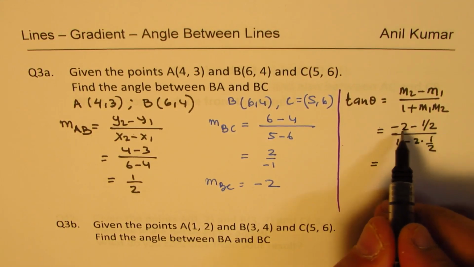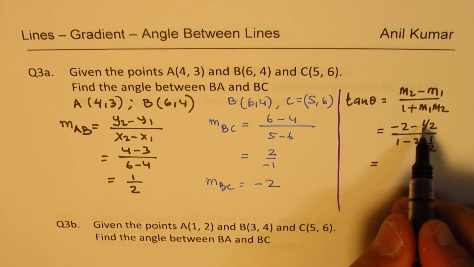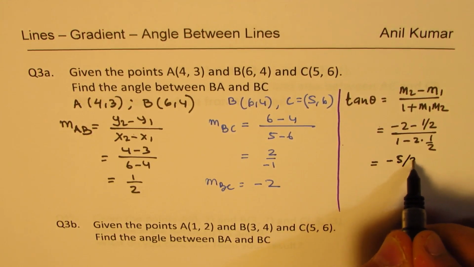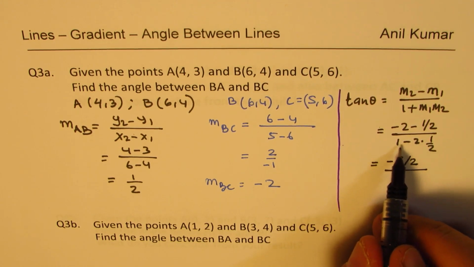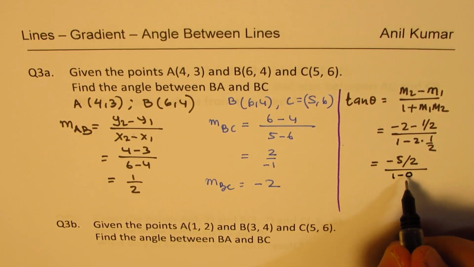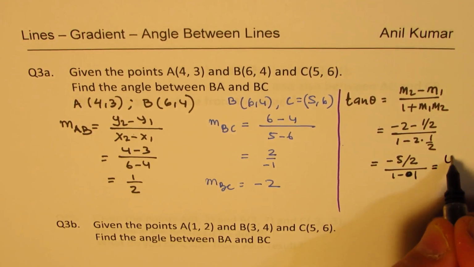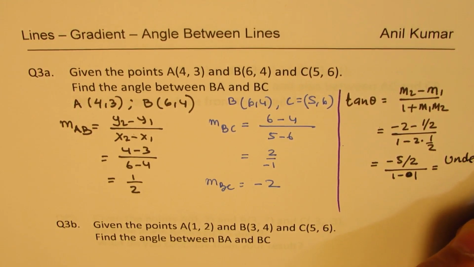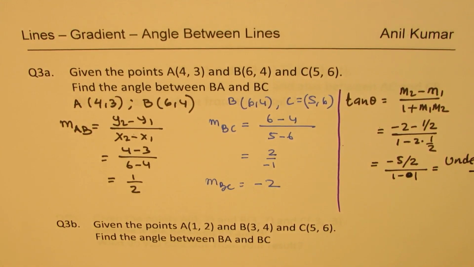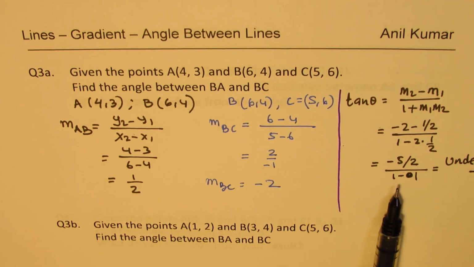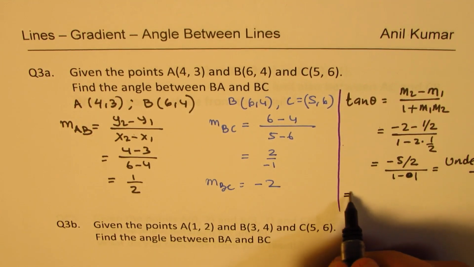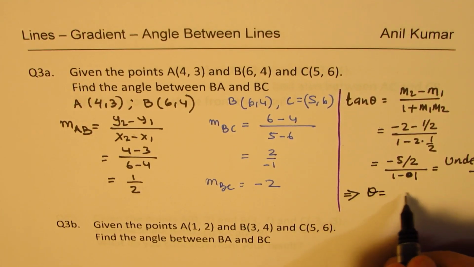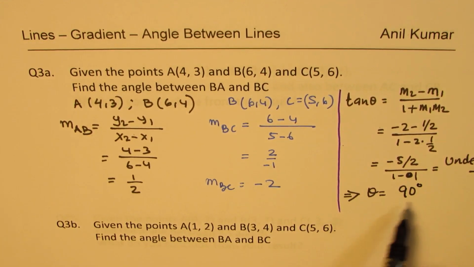In the denominator, 1 plus minus 2 times half is 1 minus 1, which is 0. So it is undefined. What we get here is 0 in the denominator, so tan theta is undefined. That implies theta is 90 degrees. So that shows that these two lines are perpendicular.